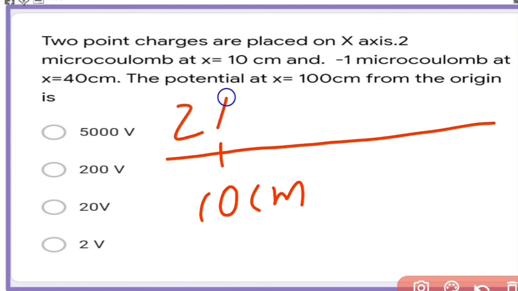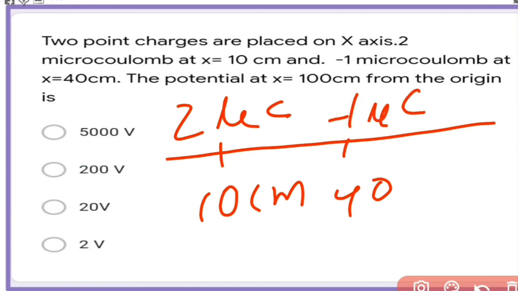2 microcoulomb. So this is 2 microcoulomb, and at 40 centimeter what we have? Minus 1 microcoulomb. Okay, and you're asked to find the potential at what distance? 100 centimeter. Okay, at that point you're asked to find the potential. So potential at that point 100 centimeter is equal to the sum of potentials due to 2 microcoulomb and minus 1 microcoulomb.